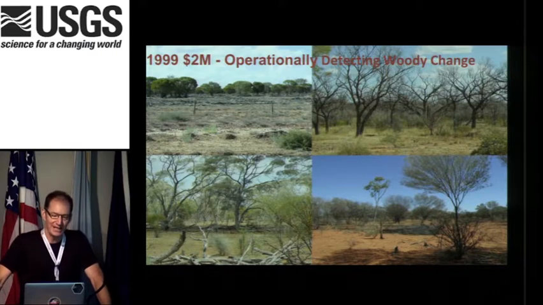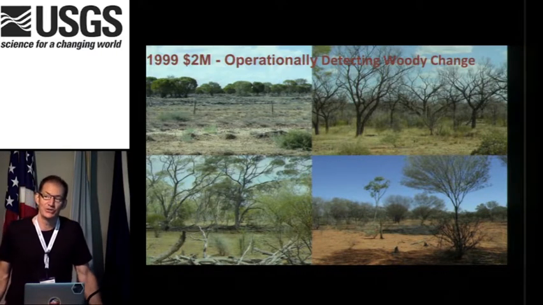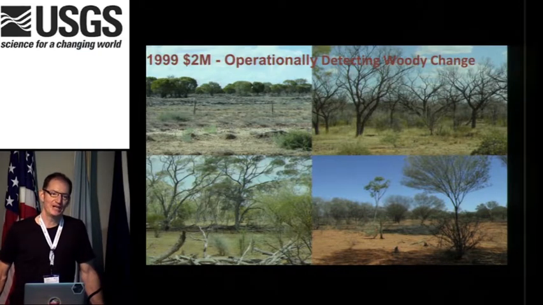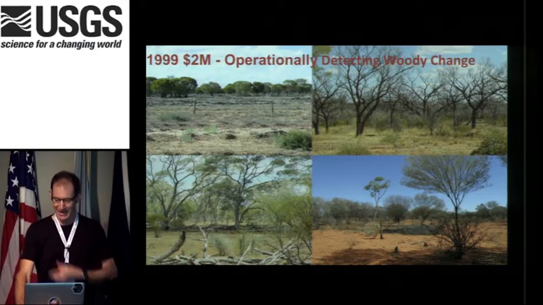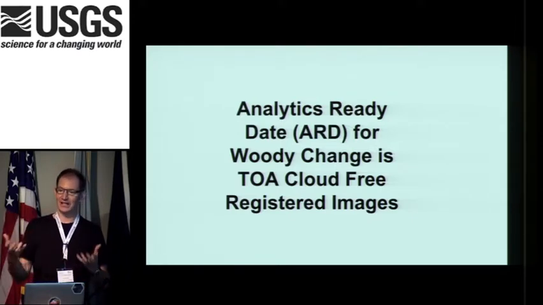So we started back in 1999. We were really lucky. We got a lot of money to map woody change. It was quite political. And it was lucky then because we were paying $5,000 for a Landsat scene and we had to buy 89 of them every year, so they were really carefully selected. Back then, our analysis-ready data for woody change was just cloud-free images.